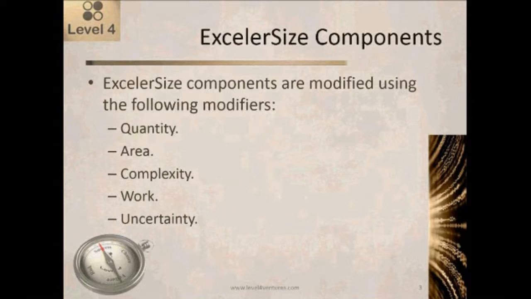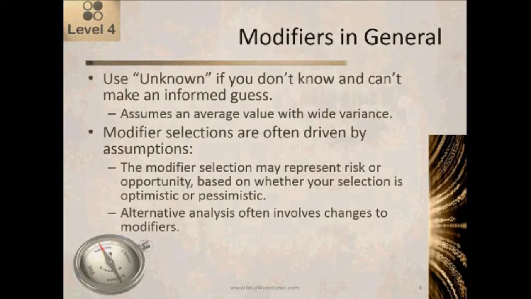But I thought it was worthwhile, even if there was no change, talking through each of the different modifiers in case there was something that you guys weren't aware of as part of the process. So we're going to be talking about the modifiers quantity, area, complexity, work, and uncertainty, and briefly talking on the other modifiers as well.